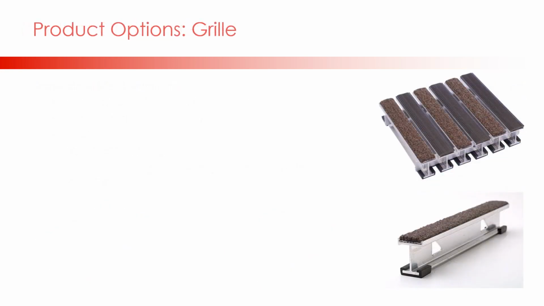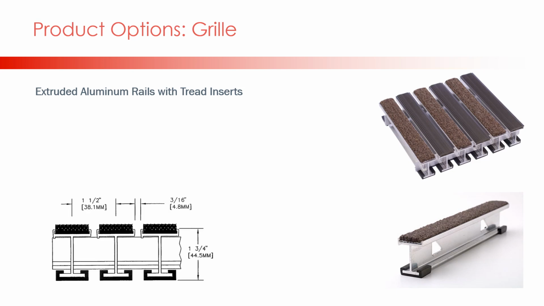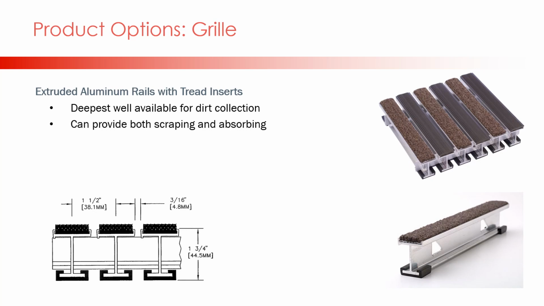Another option for a grill is extruded aluminum rails with a tread insert. This 1 3/4 inch deep product was one of the first entrance grills introduced in the United States. It has great scraping, absorption, debris collection, strength, and tread option. This product is the workhorse of the industry.